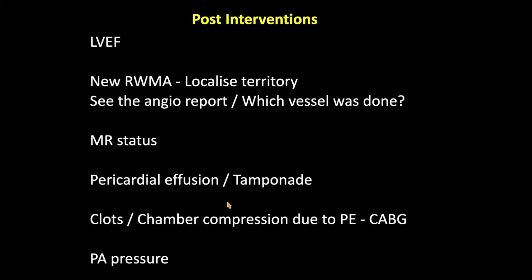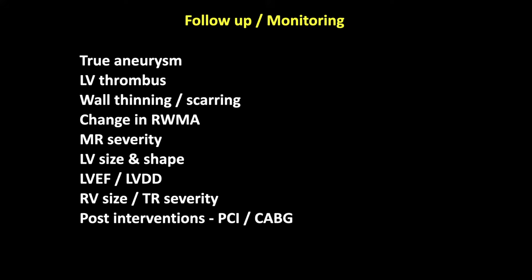Typically, you'll be called when there's a sudden change in the patient's clinical status. And when you're in the surgical ITU, look for any chamber compression due to pericardial effusion. It's common in the immediate post-operative period, and then any clots there, and also look at the PA pressure.